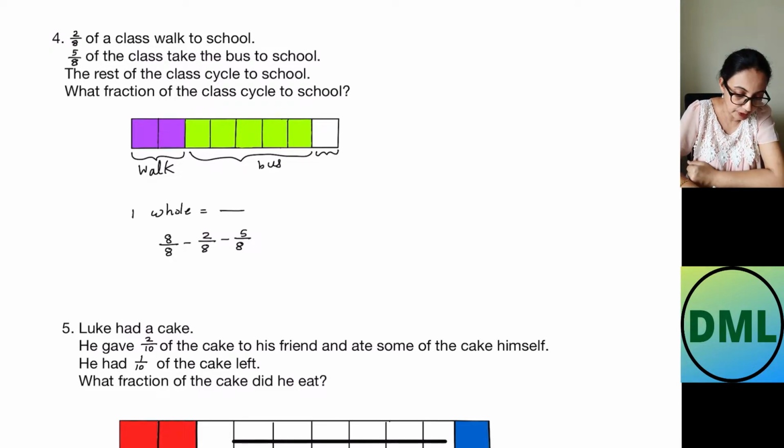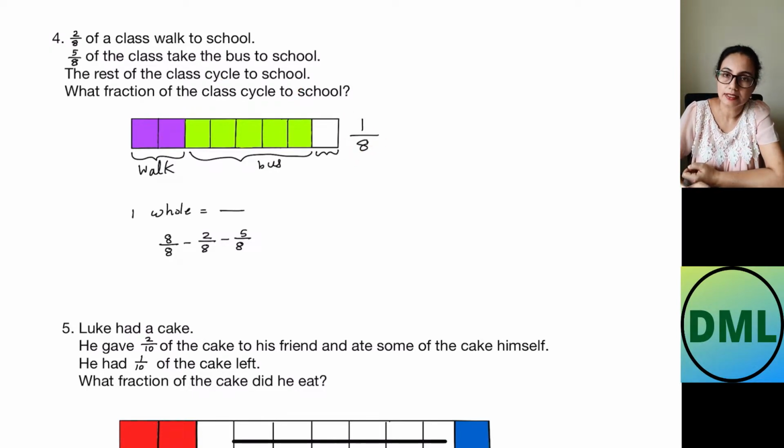I have to look for the rest of the class who cycle to school. What part is left? As you can see, only one part is left. This part they cycle to school. How do I write this part in the form of a fraction? So total number of parts? 8 parts. Let's write it in the denominator. Out of that, what part is unshaded right now? 1 part, right? Let's write 1 in the numerator. 1/8. Out of 8 parts, only 1 part of the class cycle to school.